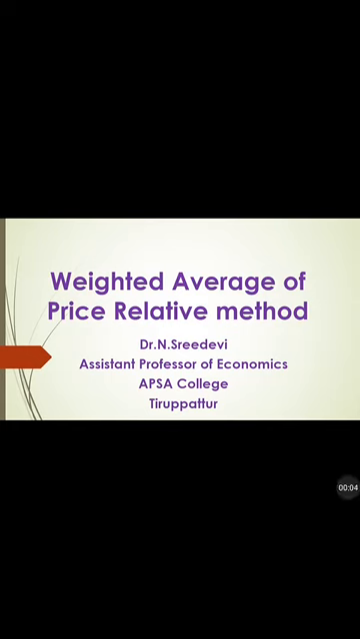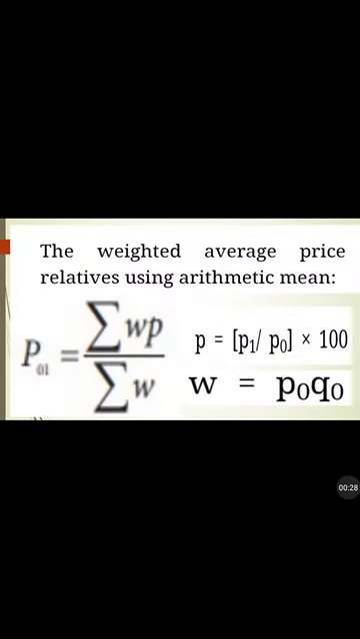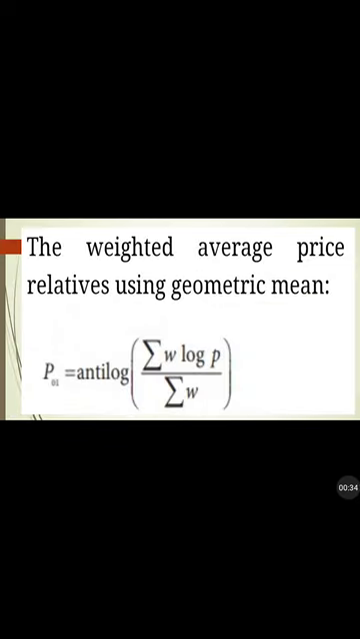So today we are going to see a new topic, that is the weighted average of price relative method. This method comes under weighted index numbers. In the previous class we covered the weighted aggregate method, and today we are going to see the weighted average of price relative method. This is the second method under weighted index numbers. We can calculate the weighted average method through arithmetic mean and also through geometric mean.